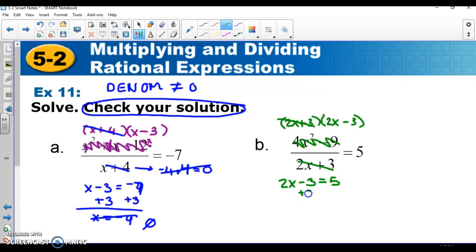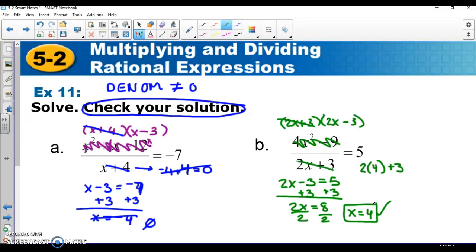I'm going to add 3 to the other side. Gives me 2x equals 8. Divide both sides by 2. And then I'm left with x equals 4. Now, like we said, last step of our solution. We're going to take that value 4, plug it in for x, and make sure the denominator doesn't simplify to 0. So 2 times 4 is 8, 8 plus 3, well, that's 11. 11 doesn't equal 0. So that means x equaling 4 is a good solution.